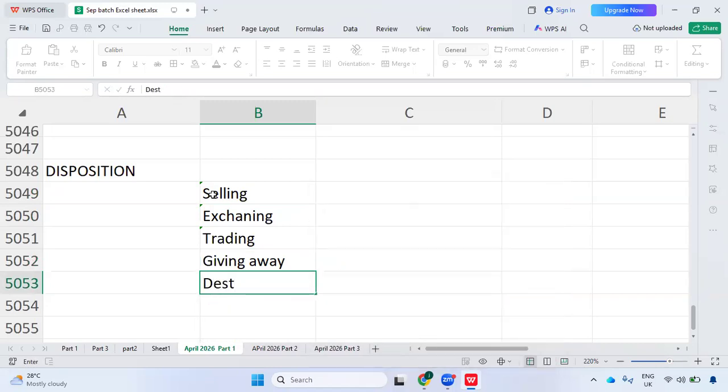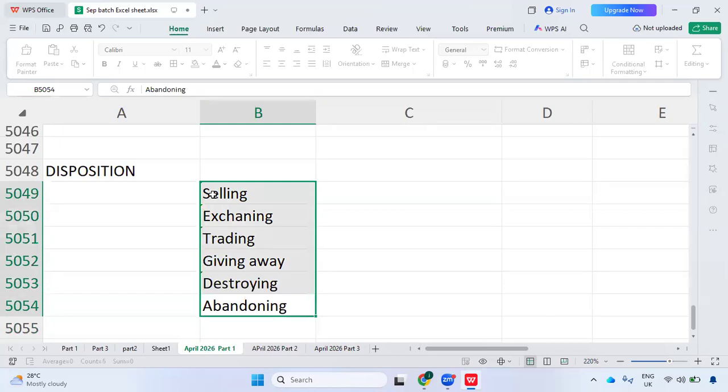or destroying, or abandoning. All of this is the same in Indian tax also. Transfer includes sale, exchange, extinguishment, relinquishment. So here we have the same kind of terminology. Disposition includes sale, exchange, trading, giveaway, destroying, or abandoning.